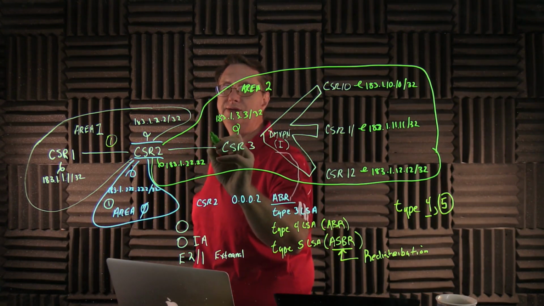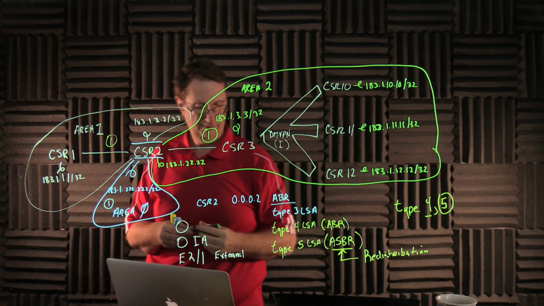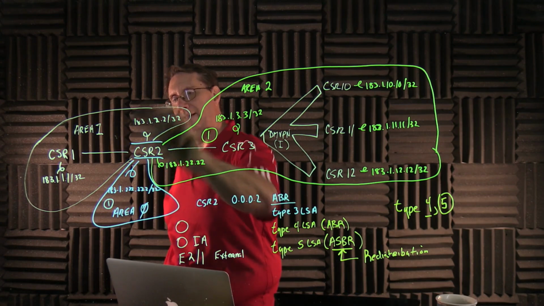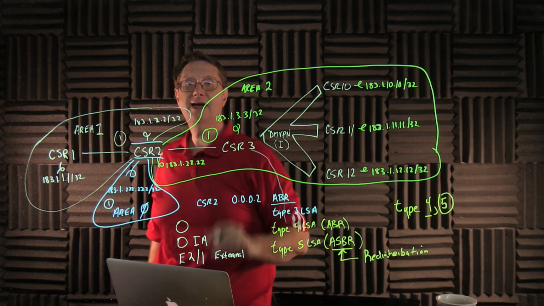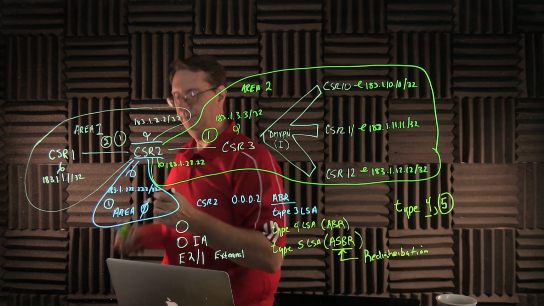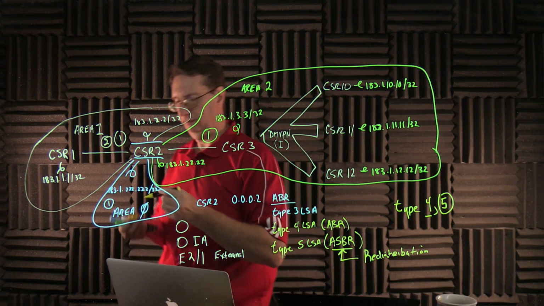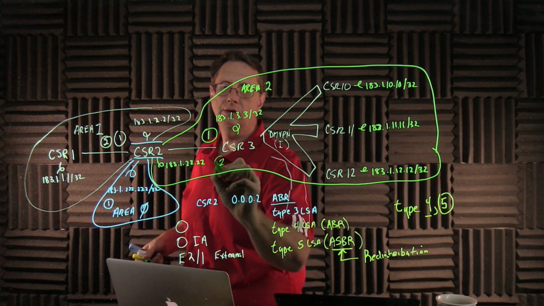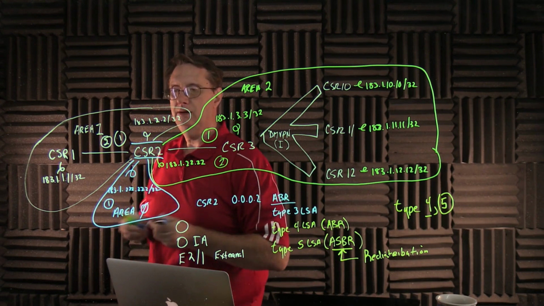Area 2's type 1s only travel inside the area. And I'll go ahead and get this out of here. Area 1's LSAs, type 1 LSAs, stay inside the area. So do type 2's. So I'll go ahead and put those in here, since that's the ones we're talking about. Actually, I need green. So type 2's are constrained to the area. Type 2's.